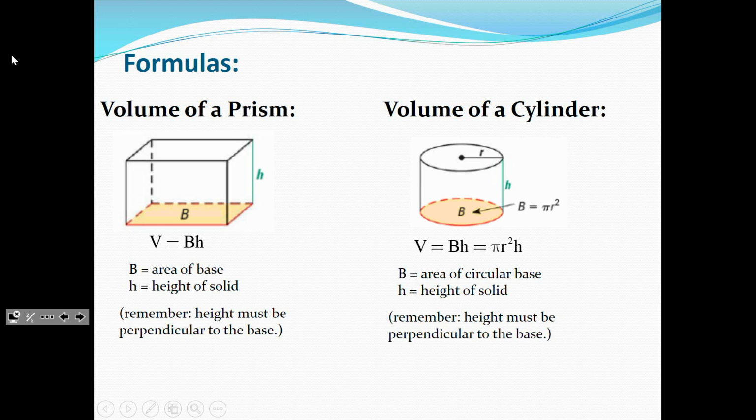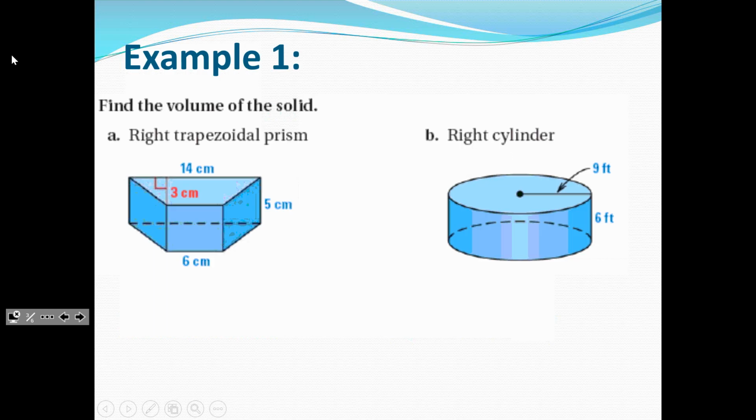Okay. So we've got our formulas. They're pretty much the same formula. We just change it out depending on what kind of shape our base is. So now we're going to look at the first example so we can apply these formulas. The first example they give us is this right trapezoidal prism. So they did specify that it's a right. So that means this truly is the height. We don't have to find anything. It's not oblique. It's not slanted.